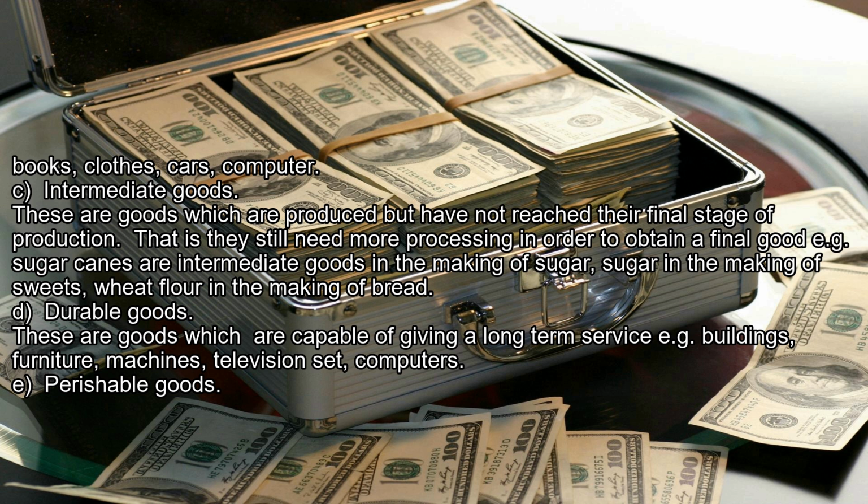C. Intermediate goods. These are goods which are produced but have not reached the final stage of production. That is, they still need more processing in order to obtain a final good, e.g. sugar canes are intermediate goods in the making of sugar, sugar in the making of sweets, wheat flour in the making of bread. D. Durable goods.